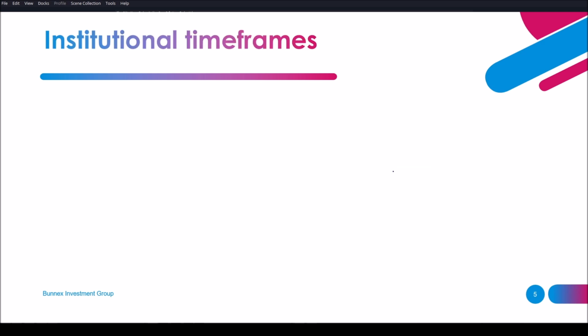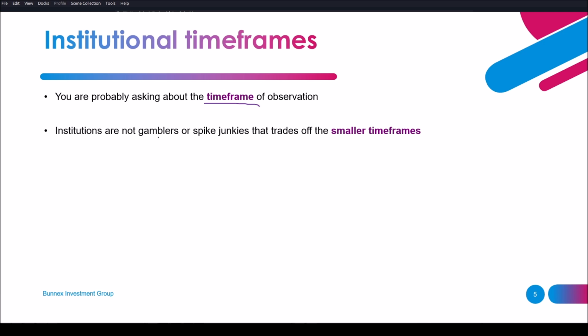All right. So you're probably asking yourself about the time frame of observation. Which time frame are you going to be viewing all this stuff that we are talking about? Institutions are not gamblers or spike junkies that trade off smaller time frames. I've seen other people who say I focus on M1 time frame. In that particular case, I would love to see their trading results, because most of the time when you are focusing on such small time frames, you will actually be gambling.